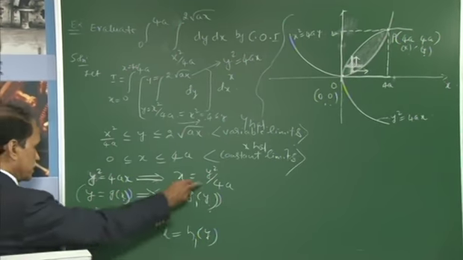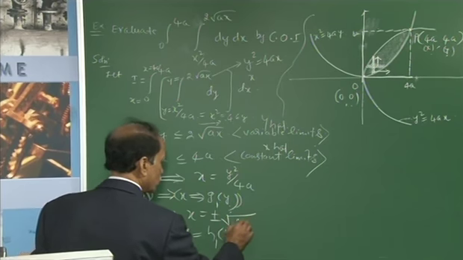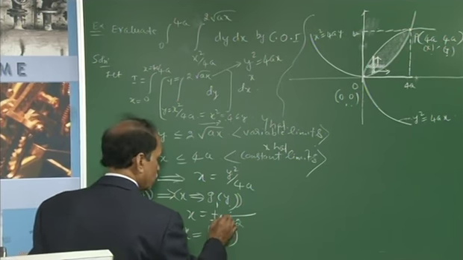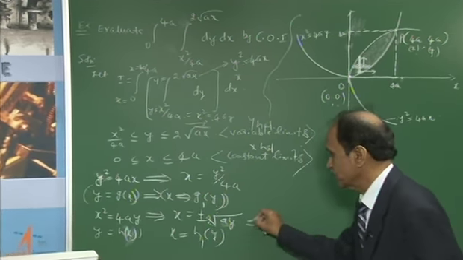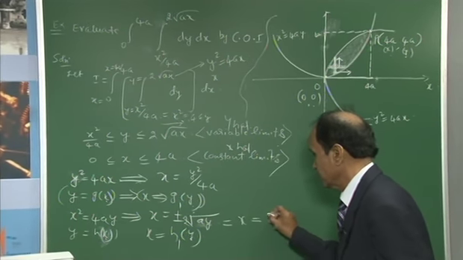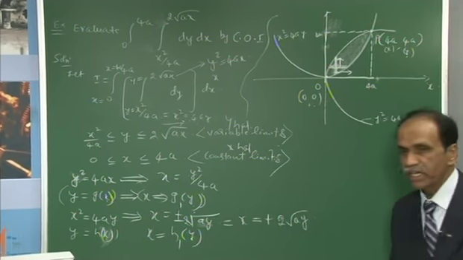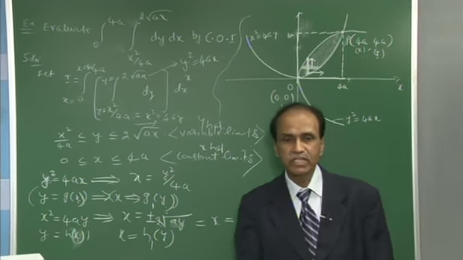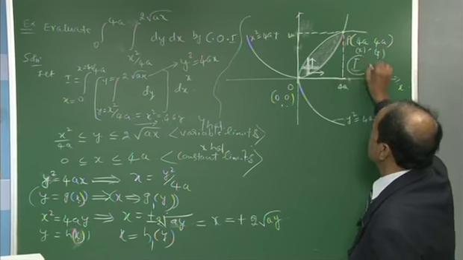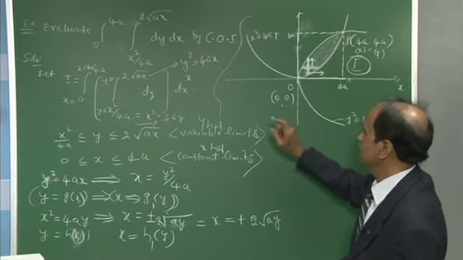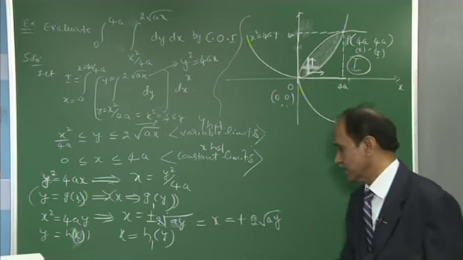x equal to plus minus 2 root of ay, but I choose x equal to only the plus sign, 2 root of ay. Why have I taken 2 root of ay with the plus sign, ignoring the minus sign? Because your area lies in the first quadrant. This is first, this is second, this is third, and this is fourth. In the first quadrant all are positive, so we ignore the negative sign.